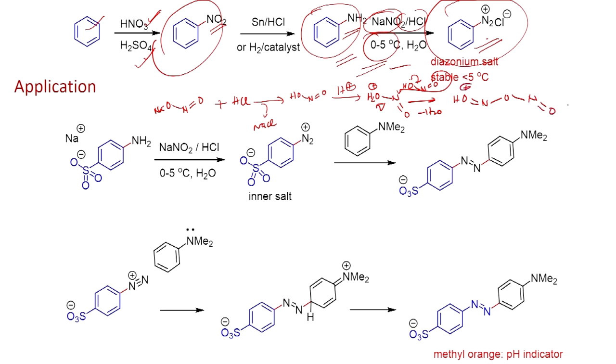this can lose a proton, so you'll be able to have this intermediate. Once you have this one, when you react with aniline, it can undergo an addition reaction, so you will be able to get this intermediate, which can convert by proton transfer.